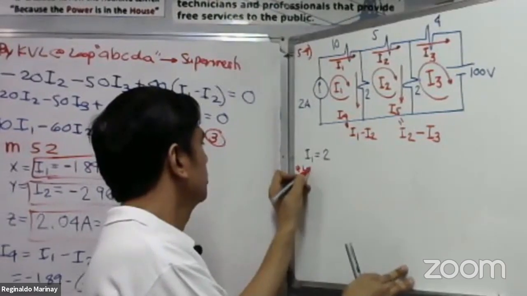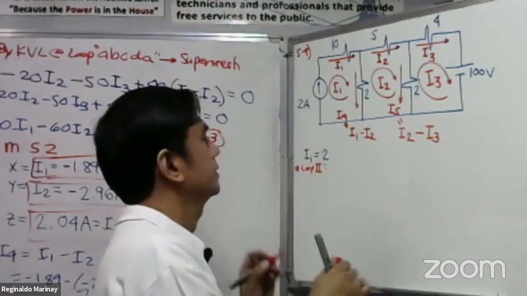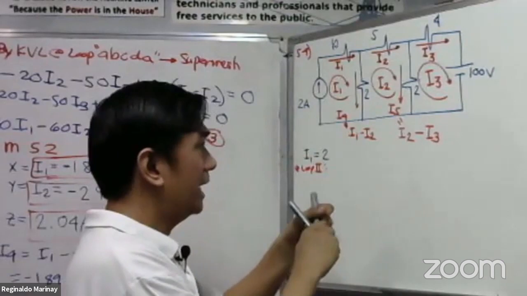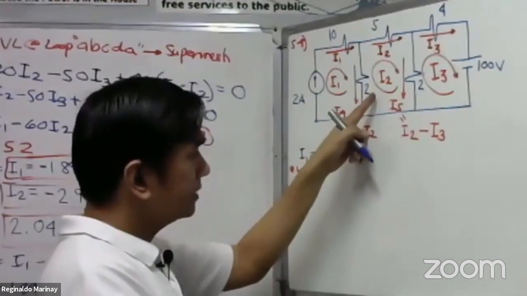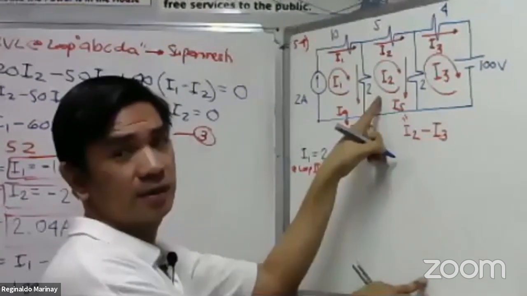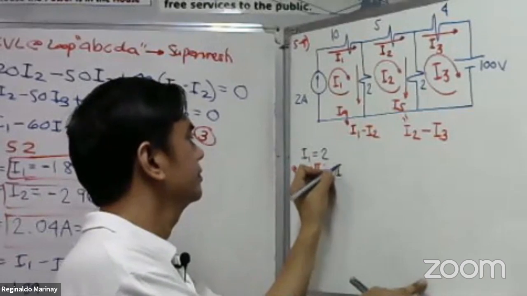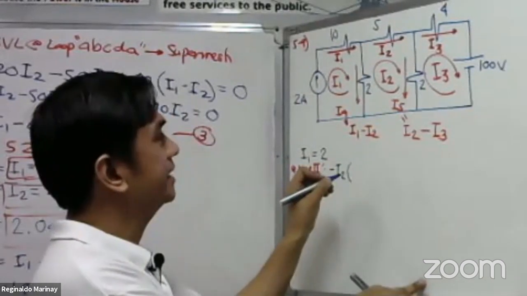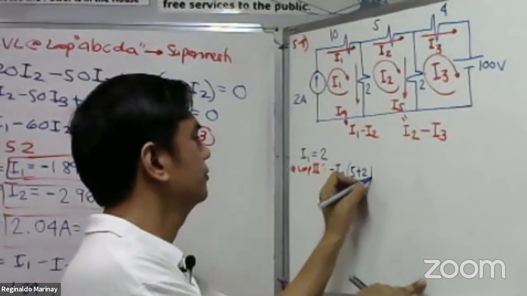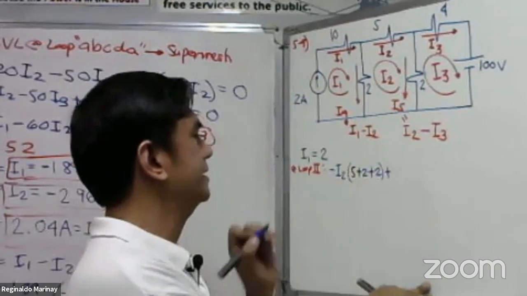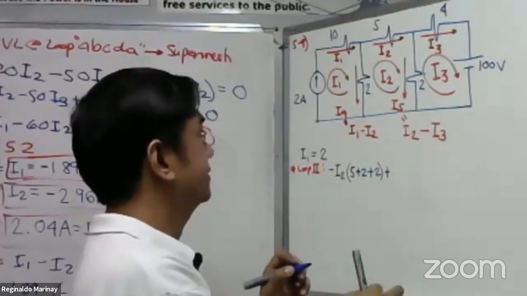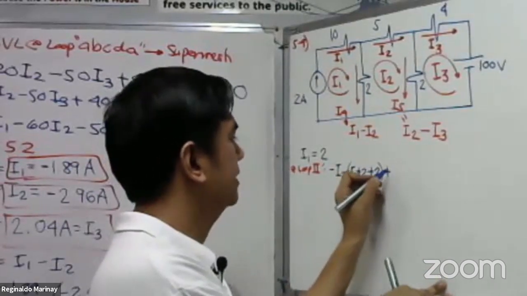So, at loop 2 here, please take a look at loop number 2. There's no voltage source, so let us apply the mesh analysis. Right away, make the circulating current negative. Negative I sub 2 multiplied by the loop resistances, which is 5 plus 2 plus 2. So we have 5 plus 2 plus 2, and then plus, what about here? Plus 2. This is plus 2.